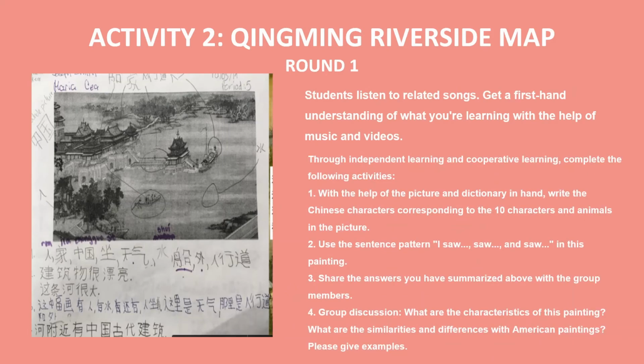In the first round of teaching, we let students learn by themselves through group cooperation, mainly to learn the Chinese words and sentences corresponding to the information they can think of in the painting, and students can use reference books during this process.